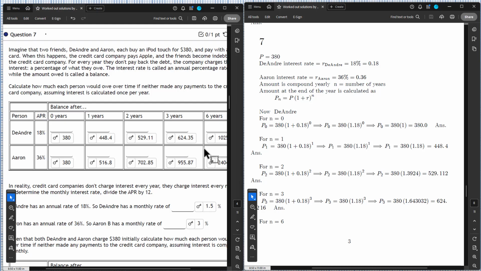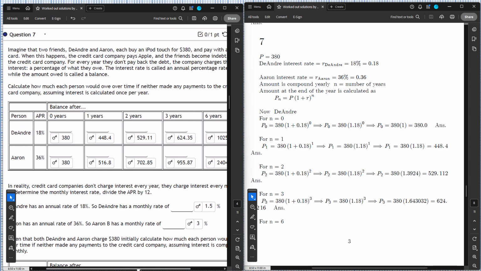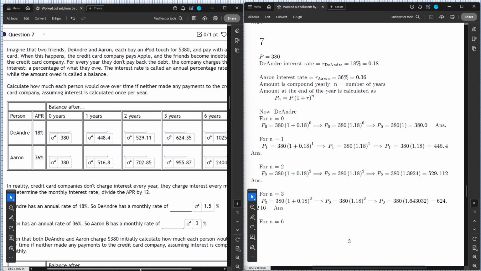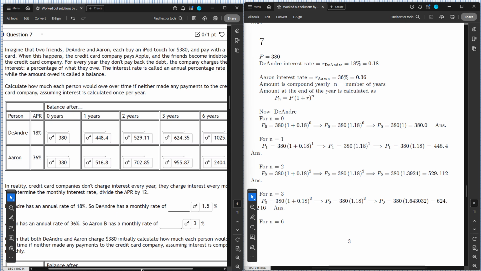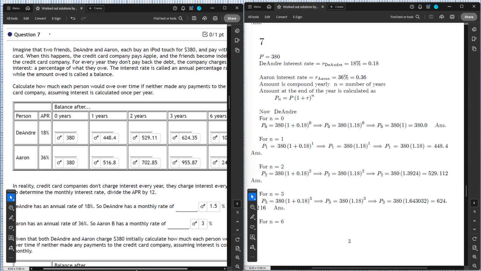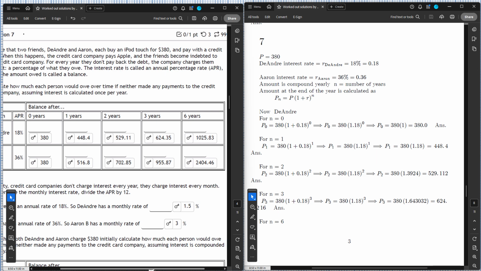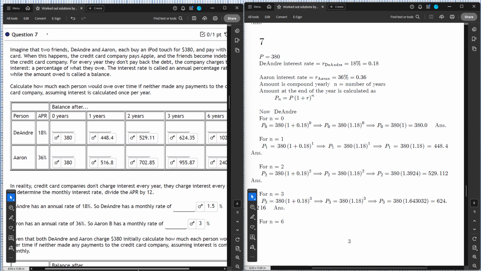Problem 7. Imagine that two friends, DeAndre and Aaron, each buy an iPod Touch for $380 and pay with a credit card. When this happens, the credit card company pays Apple. Your friends become indebted to the credit card company. Every year they don't pay back the debt, the company charges them interest.